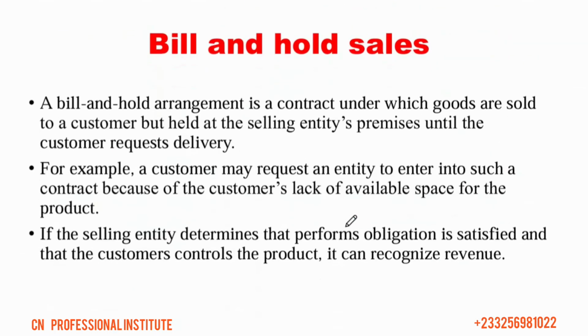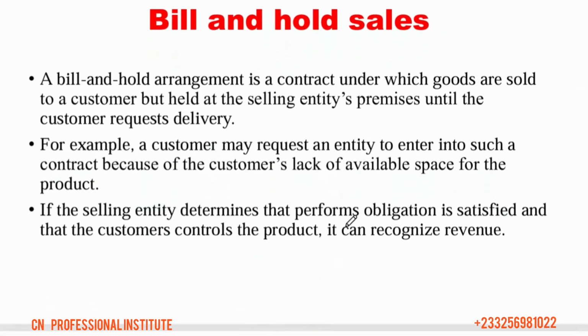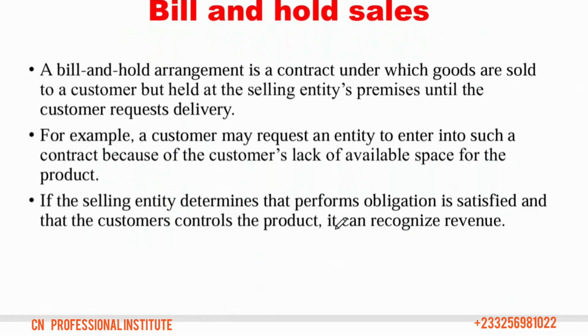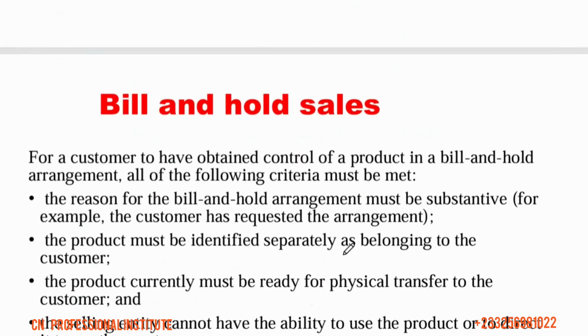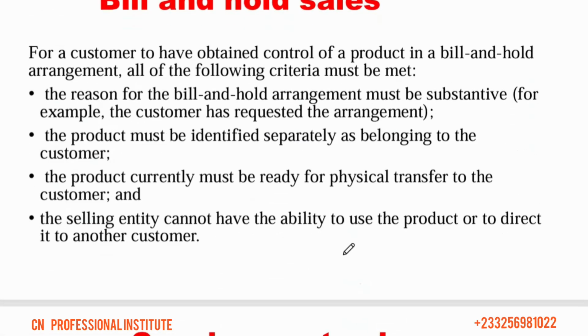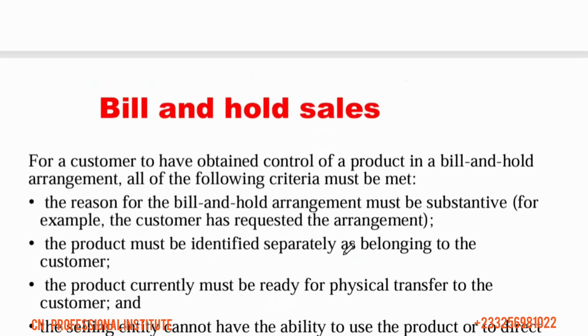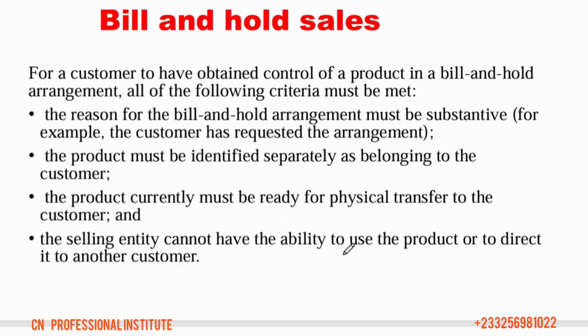Then bill and hold. Sometimes you sell to the customer, but you still have the items on your premises. This time you are not going to buy back, but you sell to the customer and you still have the goods in your possession. So bill and hold is nothing difficult. You just have to determine if the conditions for control are met. If they are met, then you can record revenue.